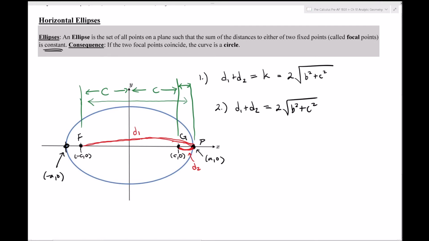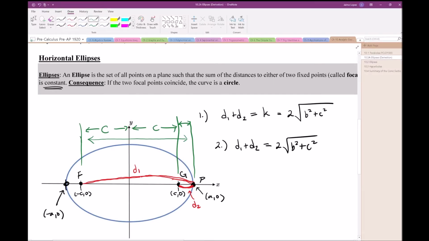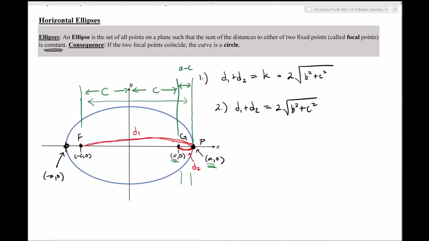So what would that make this little distance here that's missing on the side? How long is that side length? Well, a is a bigger number, c is a smaller number, or a is bigger than c, c is smaller than a. So to find out what the distance is between them, you take a and subtract c, so that's a minus c. So all three of those added together, d1 is going to equal c plus a minus c. That right there is d1. So all of this together is d1.